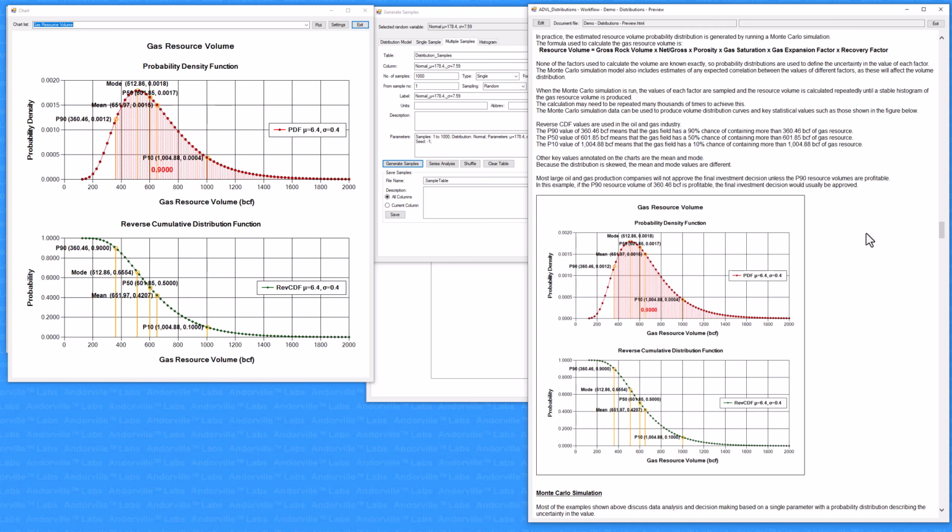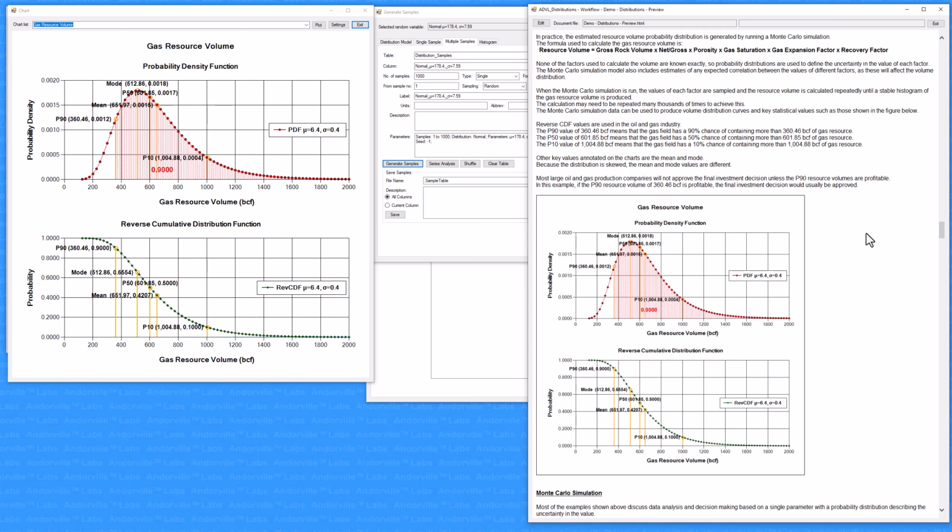Reverse CDF values are used in the oil and gas industry. The P90 value of 360.46 BCF means that the gas field has a 90% chance of containing more than 360.46 BCF of gas resource. The P50 value of 601.85 BCF means that the gas field has a 50% chance of containing more than 601.85 BCF of gas resource.